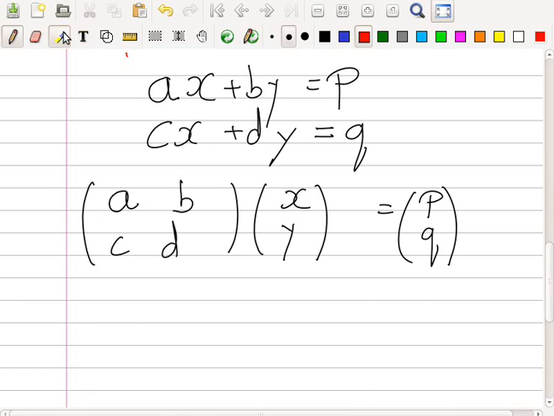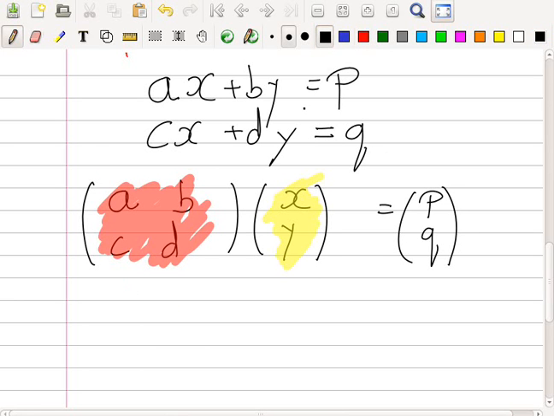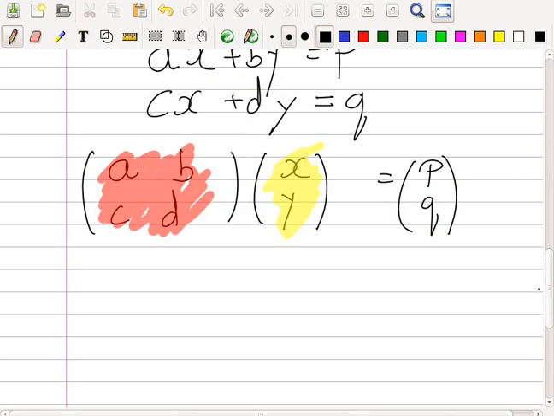What am I looking for? What do I want to find? I want to find X and Y. So I'm looking for this piece. So what do I not want? I don't want this here. I want to get rid of this. How can I cancel this? What could I use to cancel it? What's it called? Inverse.